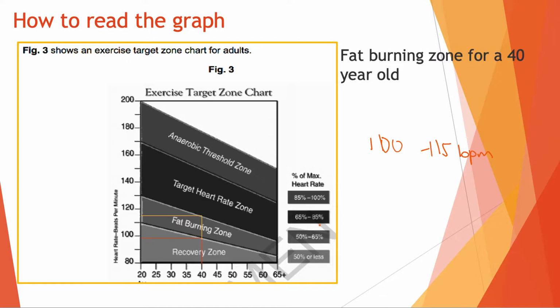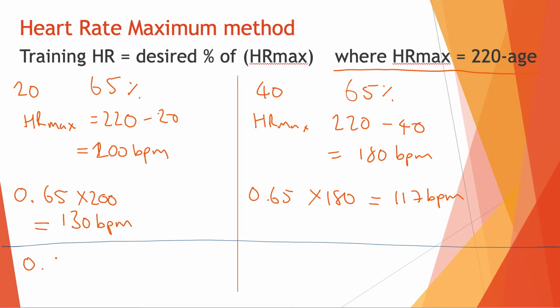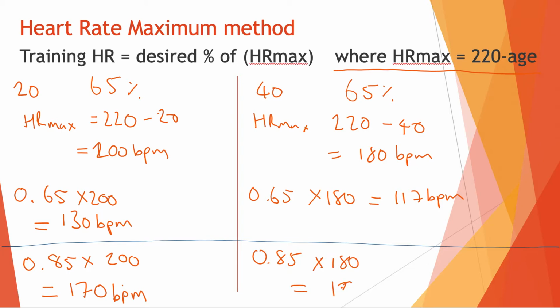So the upper end of the target heart rate zone asks the individual to work at up to 85% of their maximum heart rate. So this time we're going to times by 0.85. Maximum heart rate hasn't changed. For this 20-year-old, it's still 200. So the upper limit of the person's heart rate for this session should be 170 beats per minute using this heart rate max method. Similarly, 85% of 180 equals 153 beats per minute for this individual.